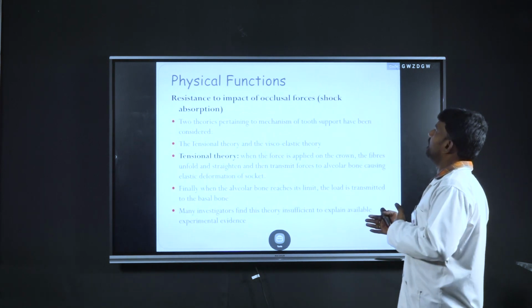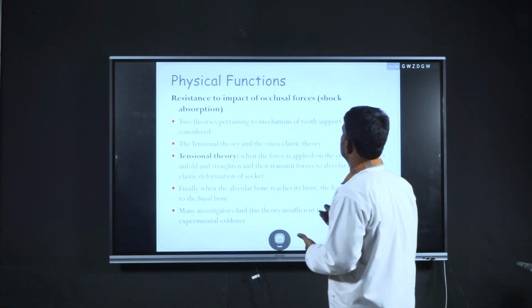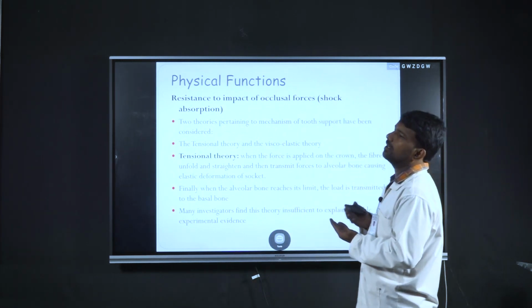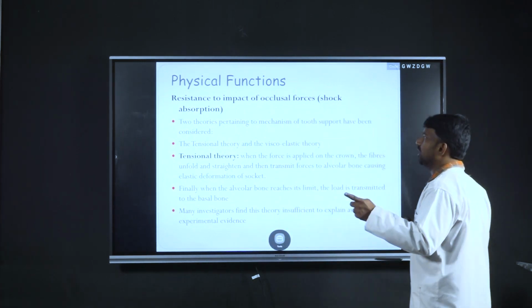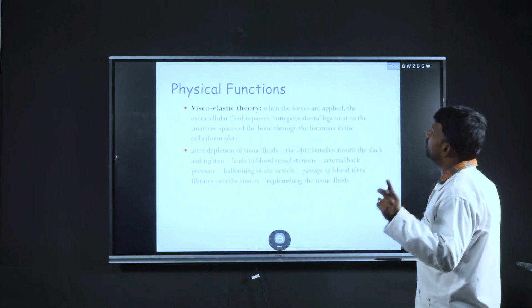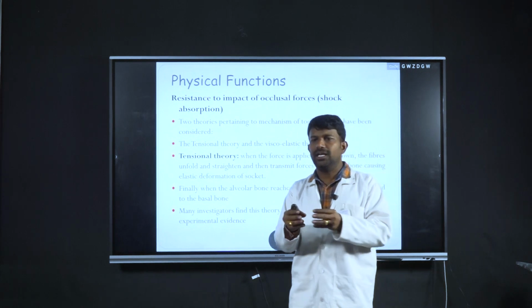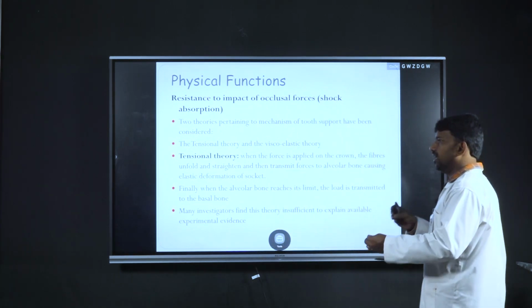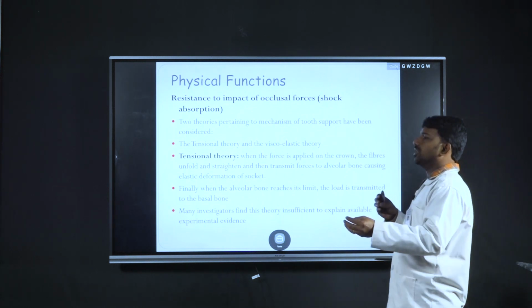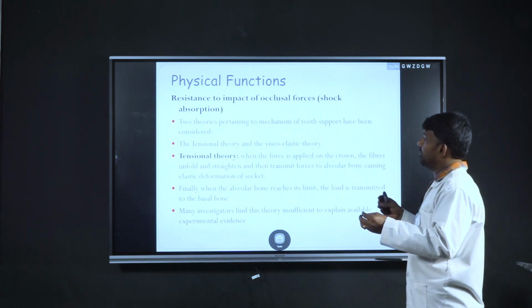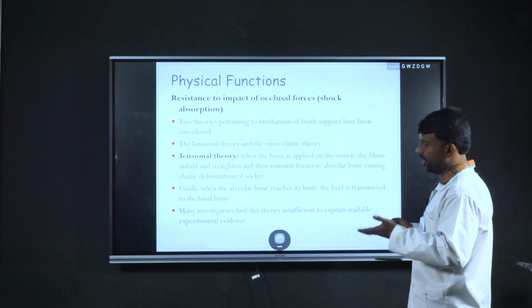So coming in detail with the physical functions, resistance to the impact. How is this resistance to the impact done by the periodontal ligament fibers? It is explained by 2 theories. One is the tensional theory and the second one is the viscoelastic theory. The tensional theory is that when force is applied, the ligaments stretch and straighten up and transfer the forces to the alveolar bone casing, and they cause an elastic deformation of the socket. Finally, when the alveolar bone reaches its limit, the load is transmitted to the basal bone.